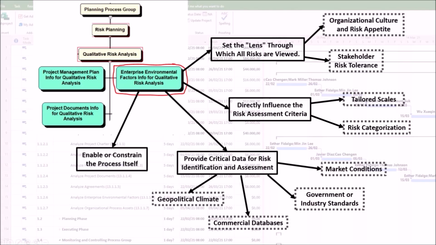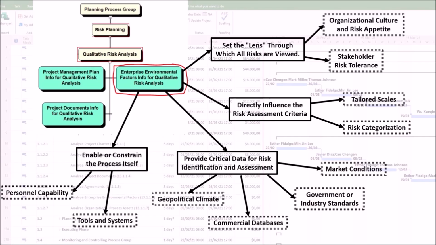4. Enterprise environmental factors enable or constrain the process itself. First, tools and systems. The availability of risk management software, collaborative platforms, or historical records, all enterprise environmental factors, determines the sophistication and efficiency of the analysis. Second, personnel capability. The existing project team's experience with risk analysis, which is an enterprise environmental factor, affects the quality of the judgments made. A less experienced team may need more guidance, skewing results.